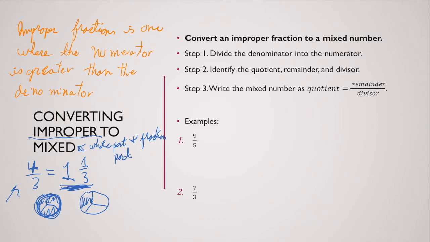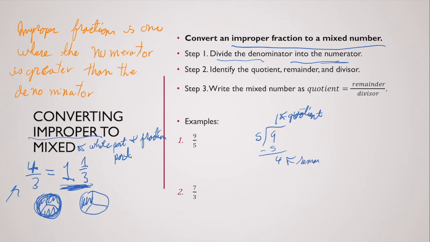So how do I write an improper fraction as a mixed number? First, you divide the denominator into the numerator, and you identify the quotient, remainder, and divisor. So let's look at this first example. If I divide 9 by 5, I see that it fits in 1. That's our quotient, i.e. what we get when we divide it. Our remainder is going to be 4, and our divisor is 5. So we write the mixed number as quotient plus, not equals, quotient plus remainder over the divisor. So this would be 1 plus 4/5. So 1 and 4/5.